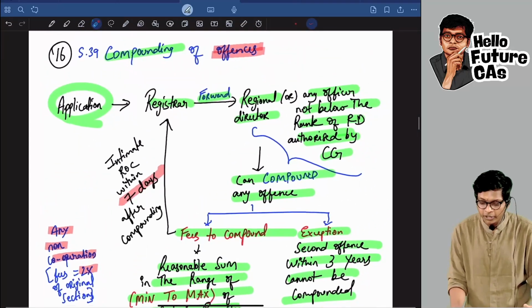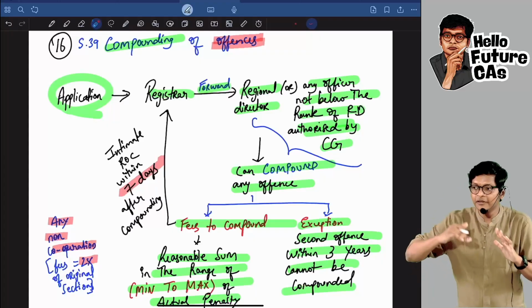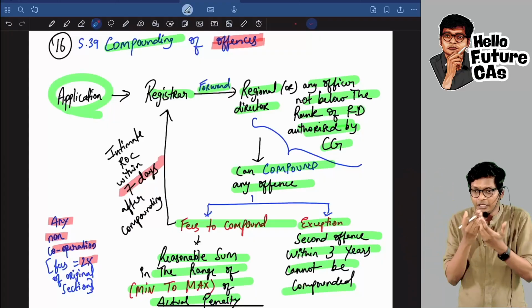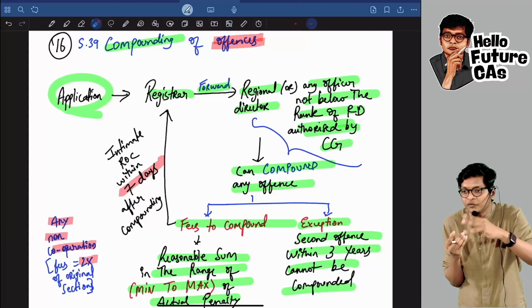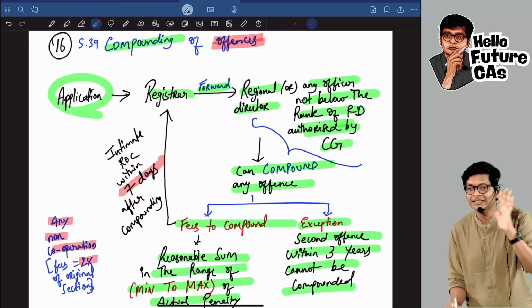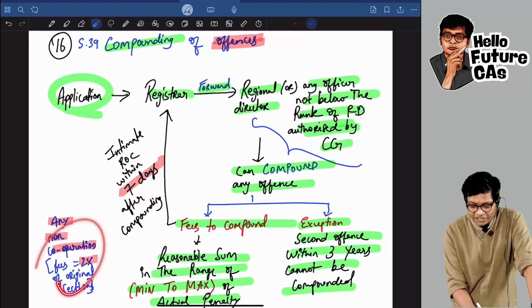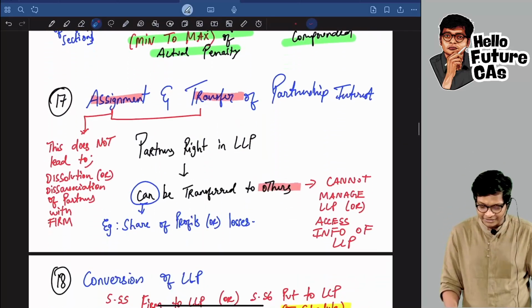This is compounding of offenses. Are you all understanding, guys? Simple. Apply to the registrar, he will forward to the RD. The RD will compound it from minimum to maximum. If you are coming a second time within the same 3 years for the same offense, no compounding. Once you get the order, intimate the registrar within 7 days. Non-cooperation, double the penalty. Enjoy. Are you following, guys? This is concept number 16.